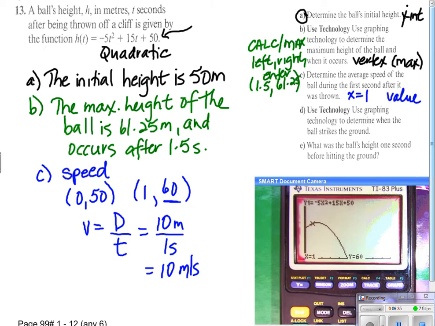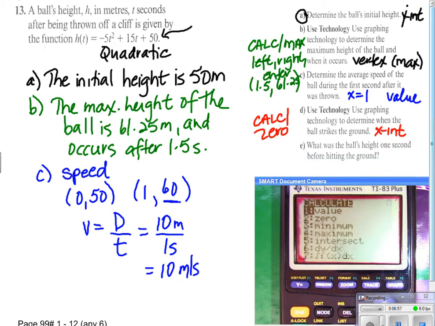Now lastly, D, use technology to determine when the ball strikes the ground. So we are looking for an x-intercept. We want to know when that occurs. So to find an x-intercept, I do calc again. Remember, they call them zeros. Zero is your second option.